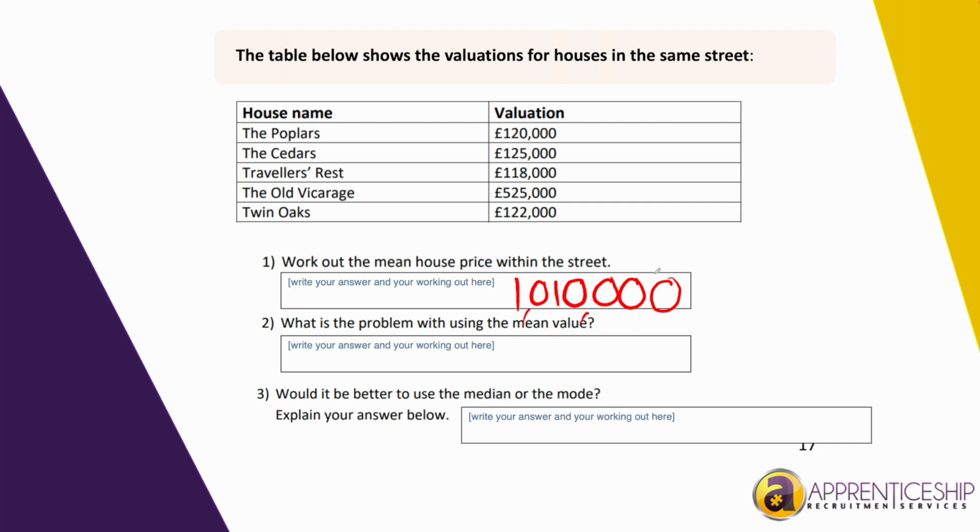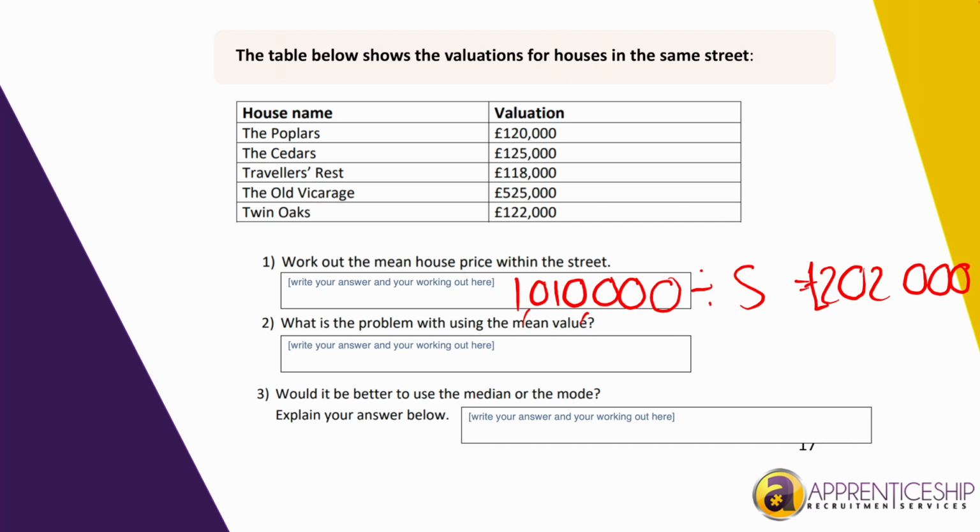So 1,010,000. Then I'm going to divide that by 5. Dividing by 5 gives me £202,000 as the mean. So I've added them all up and divided by how many there are. 202,000. So what is the problem with using the mean here?